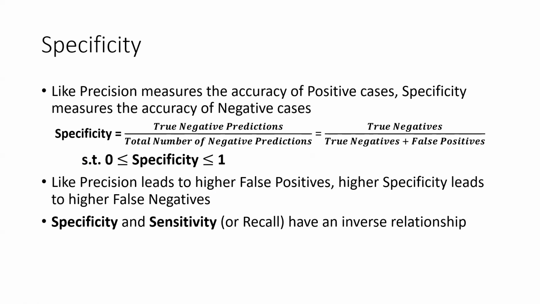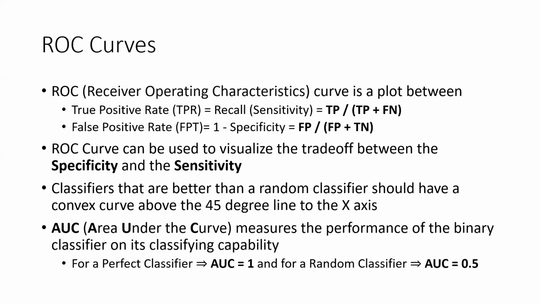Sometimes this may not be intuitive, but the reality is that when it comes to specificity and sensitivity, or the recall, there's an inverse kind of relationship. Right? Because of that, you can make a graph between specificity and sensitivity, or the specificity and recall, using ROC curves, or receiver operating characteristic.